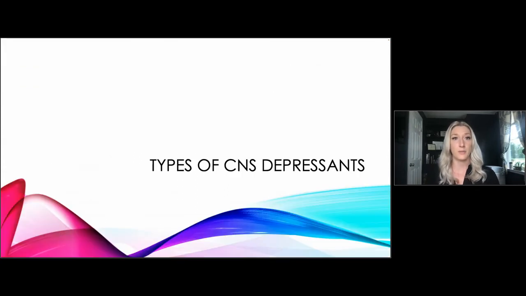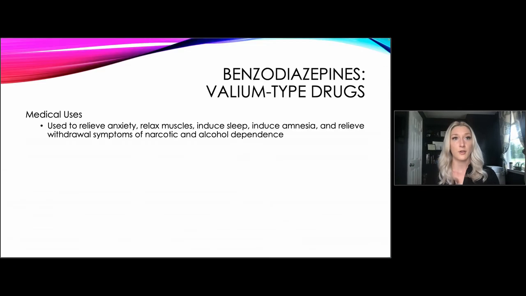So let's go through the different types of CNS depressants. First, we're going to start with benzodiazepines, which is a Valium type drug. So this was widely used because it has a wide margin of safety, but it is a Schedule IV drug because of its dependence issues. So when we look at medical uses, it's been used to relieve anxiety, relax muscles, induce sleep, or induce amnesia, to relieve withdrawal symptoms of narcotic and alcohol dependence even.